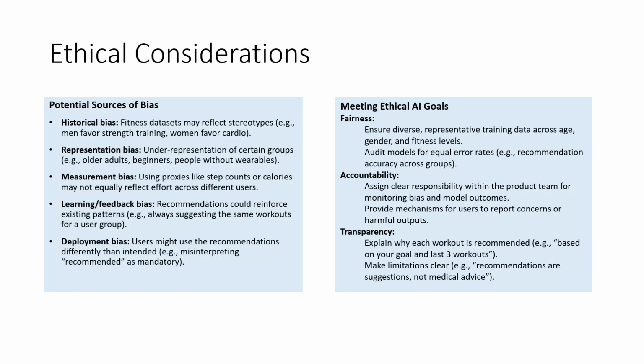There are certain ethical AI goals we should be meeting, which is fairness, accountability, and transparency. Coming to fairness, ensure diverse representative training data across different age and gender should be present. Audit models for equal error rates. Accountability, assign clear responsibility within the product team for monitoring bias and model outcomes. Provide mechanism for users to report concerns or harmful outputs.